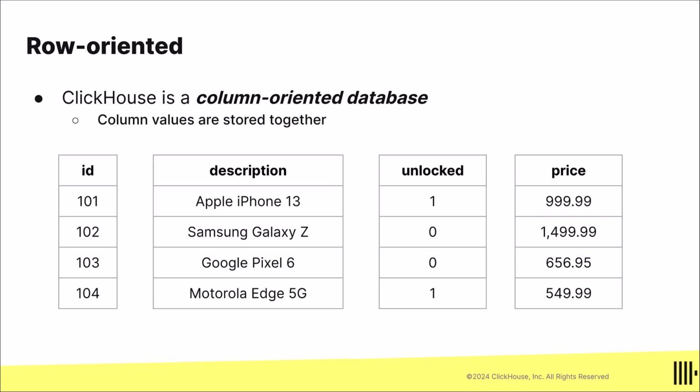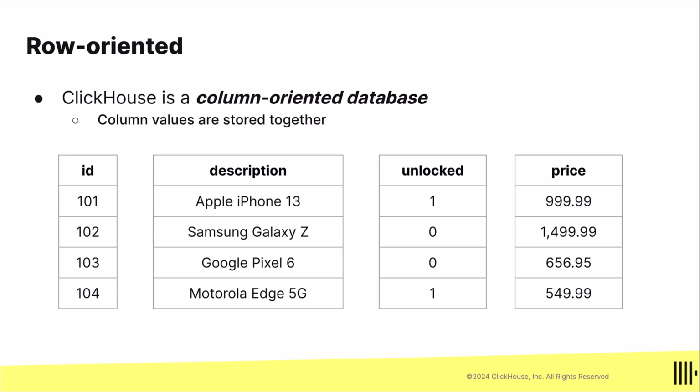Now, if you want to know what the price is of phone number 102, well, if you think about it, you kind of have to piece that back together. ClickHouse has to figure out that 102 is the second row, and then it's got to go find the price file and open that up and find the second value in that file and so on. So reconstructing the rows can be a bit of effort, but don't think that it's slow. It's not slow. ClickHouse could retrieve one row so fast you wouldn't even know it happened.